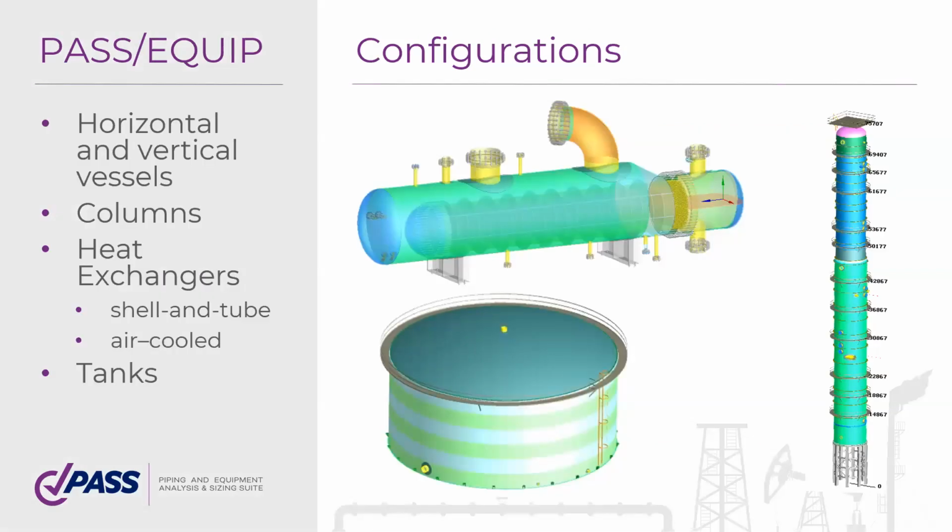What types of equipment can we analyze? First of all, horizontal and vertical vessels of all types. Also columns, heat exchangers, which include shell and tube heat exchangers and air-cooled heat exchangers, and of course, vertical tanks.